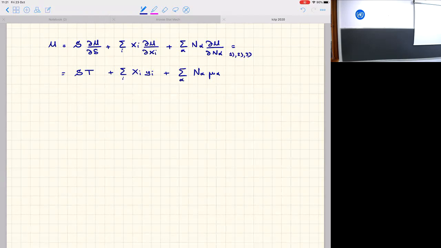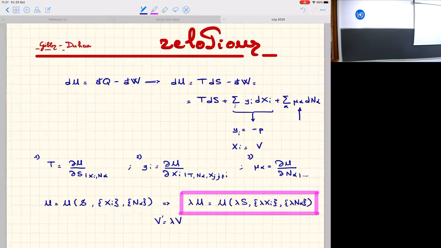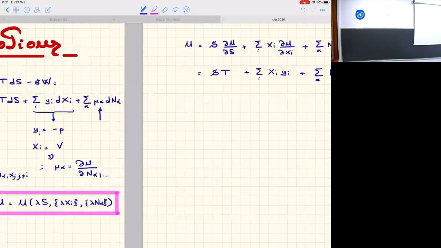You mean by taking this extensive, you can rescale, the homogeneous. Yeah, so the fact that it's extensive means if I multiply the volume by a factor lambda, I multiply n_alpha by the same factor, I multiply all the x_i by the same factor, and multiply the entropy by the same factor. And that implies also that U is multiplied by the same factor because U itself is extensive, right? So it has to satisfy this relation. The consequence of taking the derivative with respect to lambda is this.